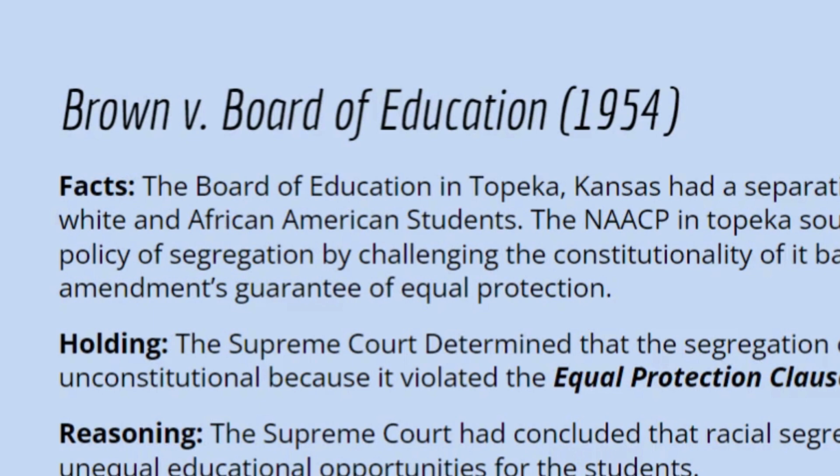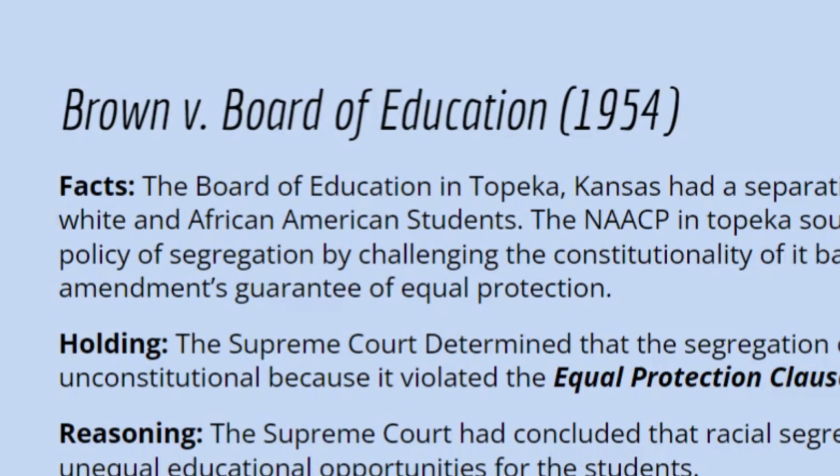The holding made by the Supreme Court was that segregation of public schools was unconstitutional because it violated the Equal Protection Clause of the 14th Amendment. The reasoning behind this was that the Supreme Court had concluded that racial segregation in public schools created unequal educational opportunities for the students.